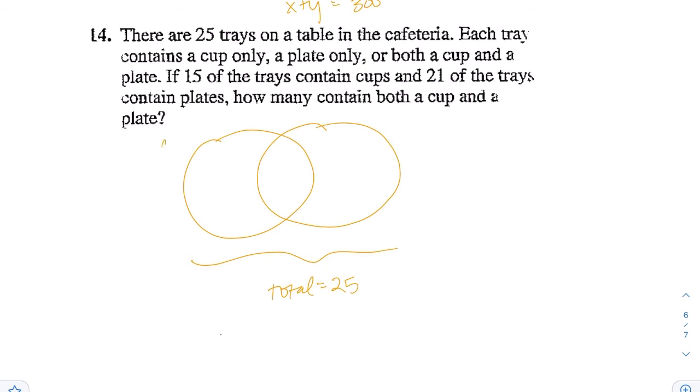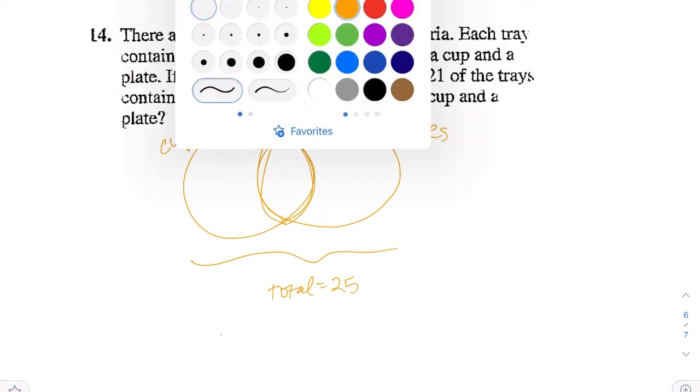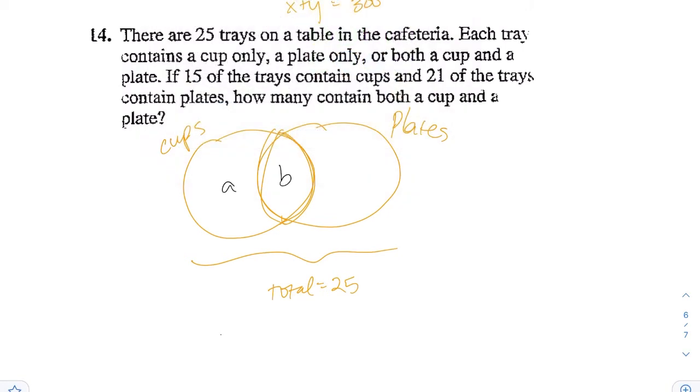Some of them have only cups, some of them have only plates, and some of them have both. And that's the middle portion here. So 15 of them contain cups. So if you have variables a, b, and c, a plus b is the cups, so that's 15. 21 have trays containing plates, so that's b plus c. And here, you want to figure out how many contain both a cup and a plate.